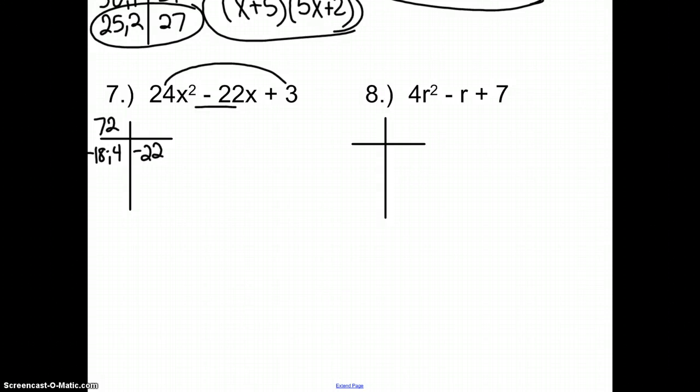And then we can write in our factors. X minus 18 times x minus 4. And then make sure to divide by our first term, 24 and 24. We can actually simplify these down, 18 over 24. We can divide both of them by 6.